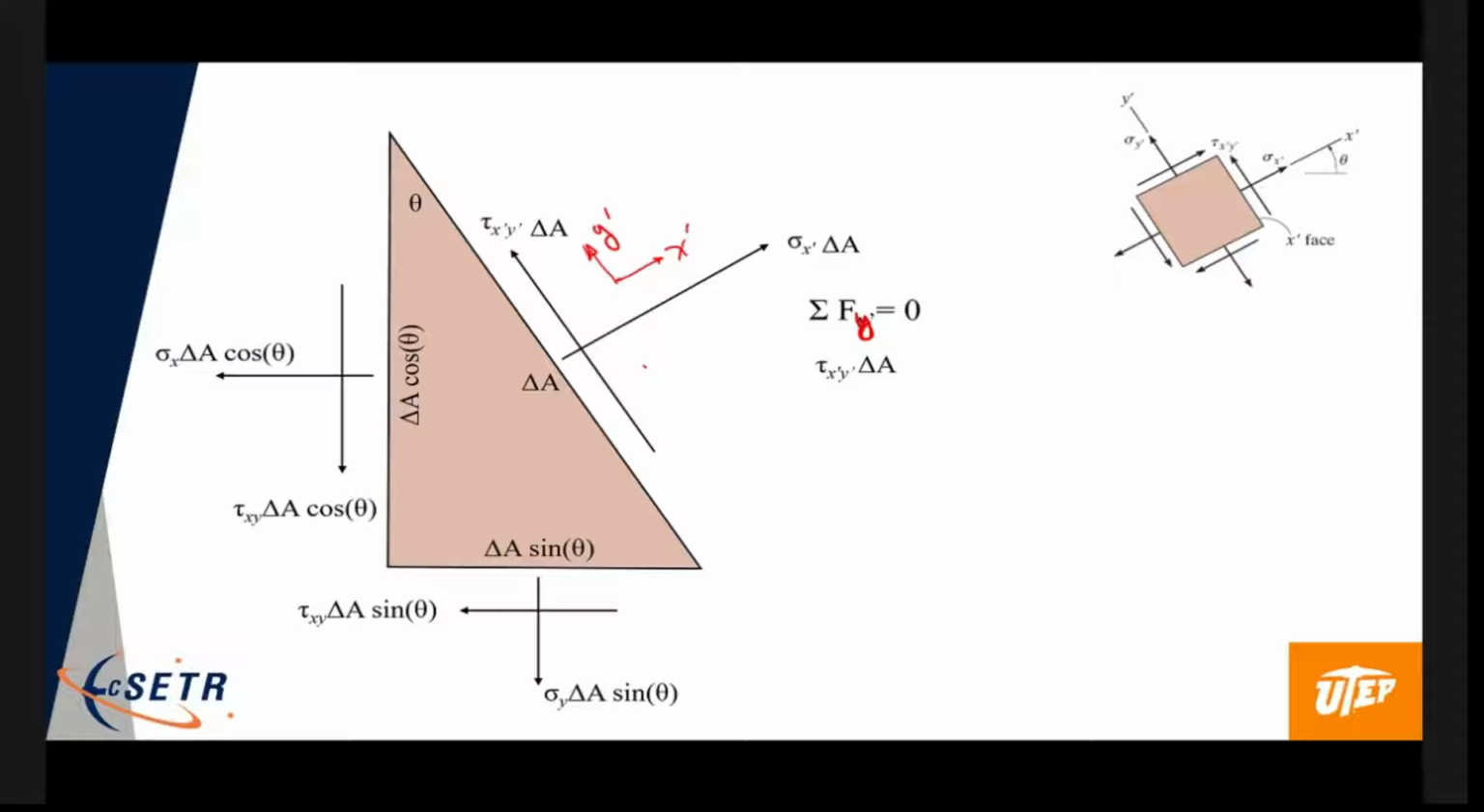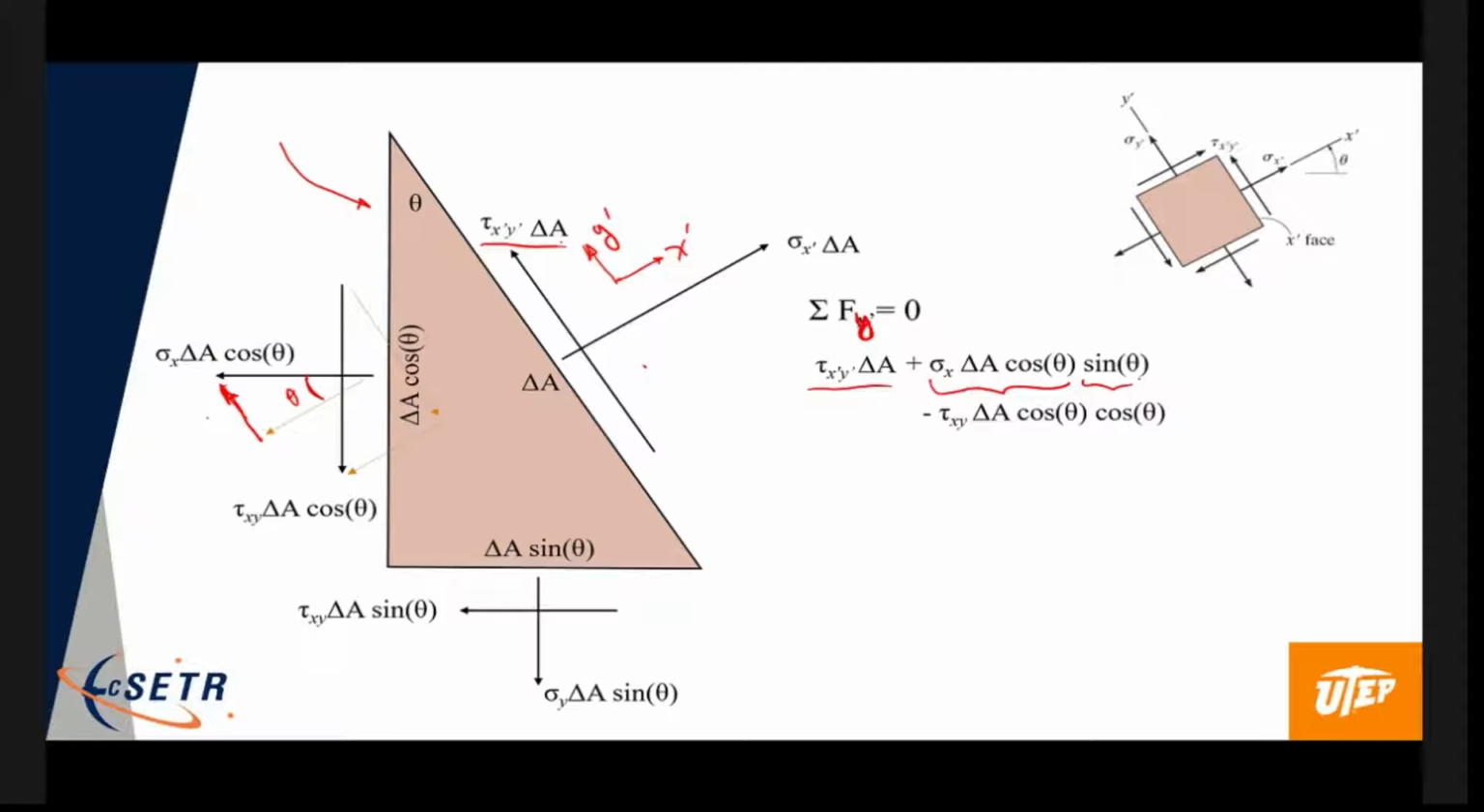Okay, so if we do sum of forces in the y prime direction, let's start on this face here. So this is the force in the y prime direction, right? Then we go look at this face here. In the y prime direction, we have this component, right? Which is sigma x delta A cosine theta. Fine. That's the magnitude of the force. But we need to get this component. This angle here is theta. So we have the additional sine theta.